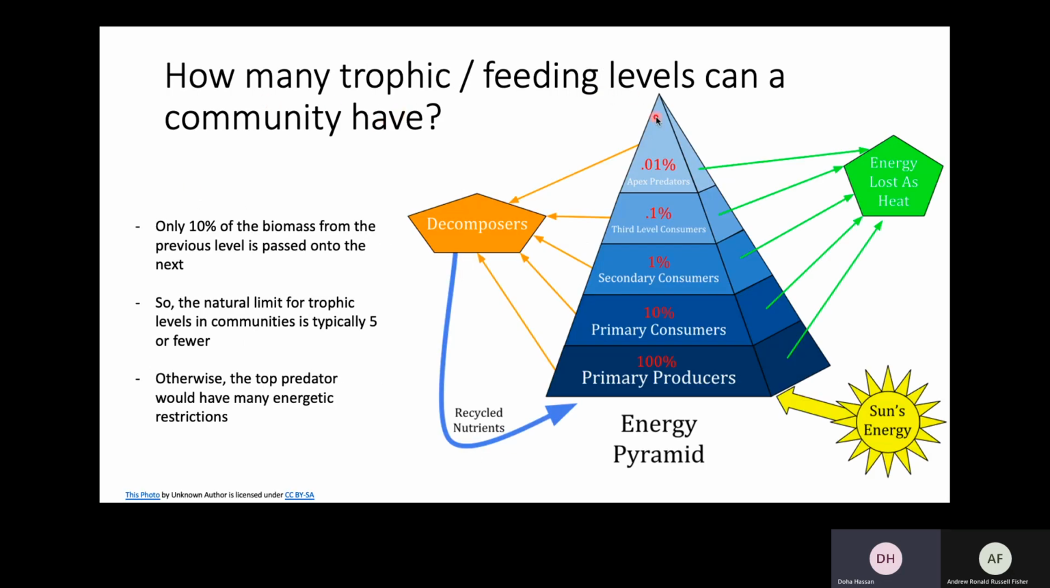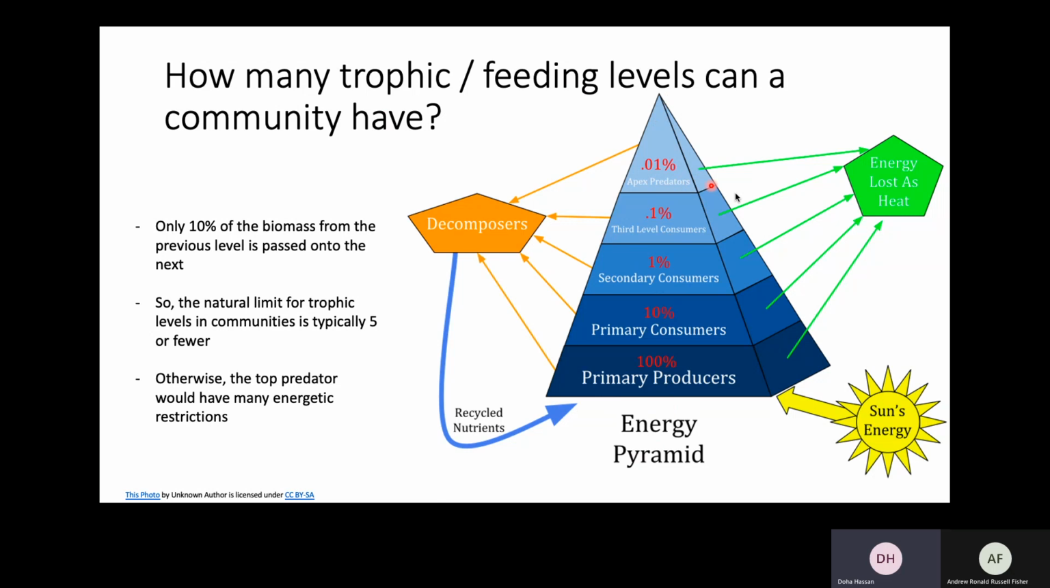So how many trophic or feeding levels can a community have? This is all like talking about food webs and all that stuff that we learned about when we were kids, but on a more detailed level. So you can see that this is kind of an energy pyramid. You have your primary producers at the bottom, and then something called an apex predator at the top, but it's really rare to have 5 trophic levels. Usually you just have 4, but you can have 5.